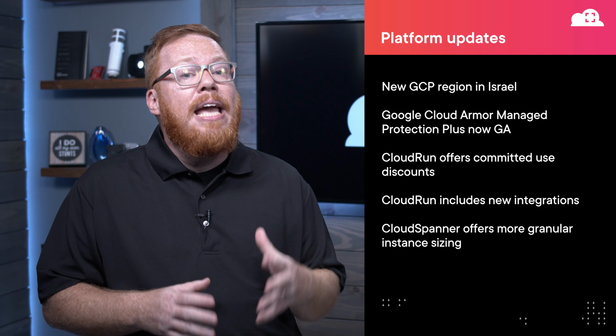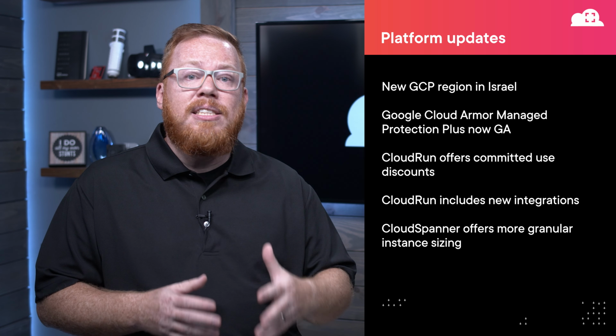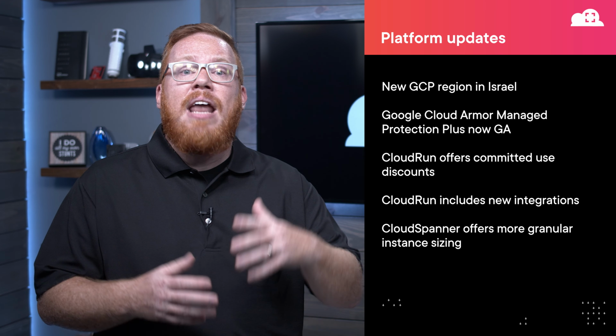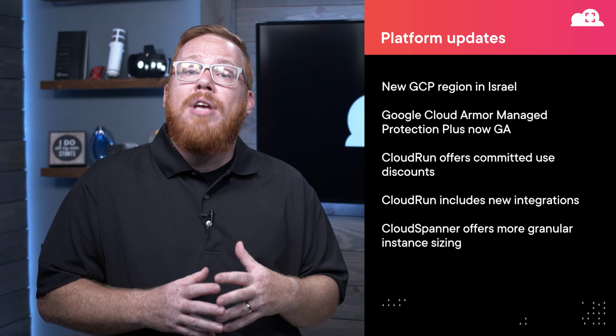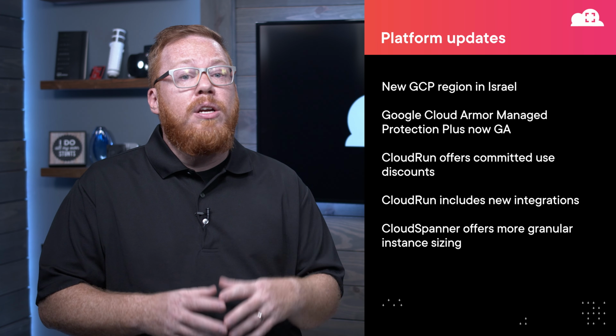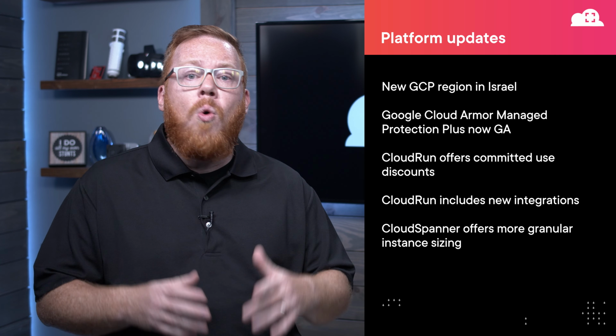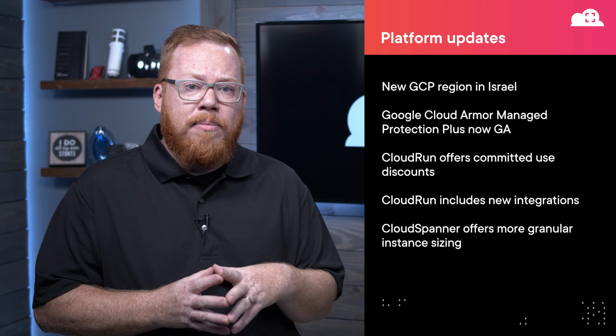Next, for many organizations, Cloud Spanner has been a pricey option for development and testing workloads. Google will be solving this problem by introducing more granular instance sizing for that service. They state that with this feature, you can run workloads on Spanner at as low as 1/10 the cost of regular instances, equating to approximately $65 per month. This new capability will launch in public preview in the near future, but as of the date of this recording, they hadn't given a specific time frame.